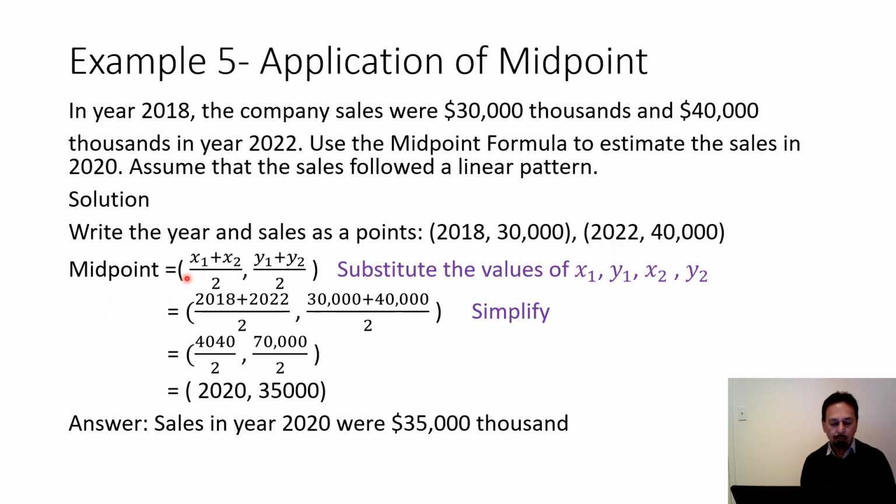So you write the midpoint formula, which is (x1 plus x2) over 2, comma (y1 plus y2) over 2. So we substitute the values: x1 is 2018 and x2 is 2022, divided by 2. And then we write y1, which is 30,000, and y2, which is 40,000, divided by 2. Now we add these two numbers, so you get 4040 divided by 2, and 70,000 divided by 2. Simplify, and 2020 and 35,000. So this is the year 2020, and that's the sale. So you can say sales in year 2020 were 35,000 thousands.